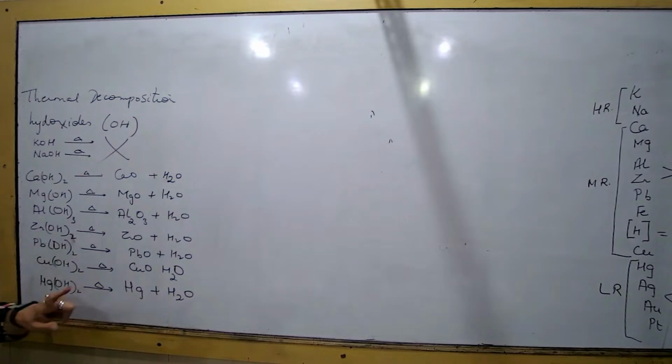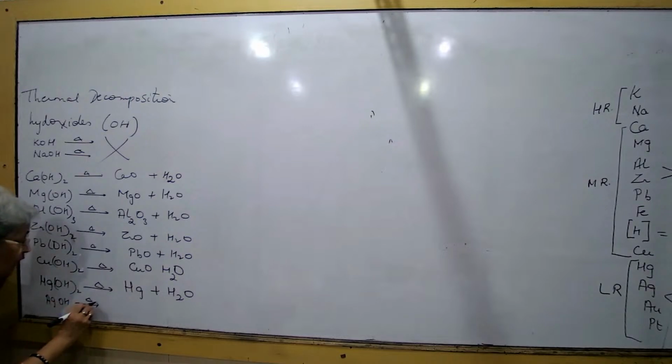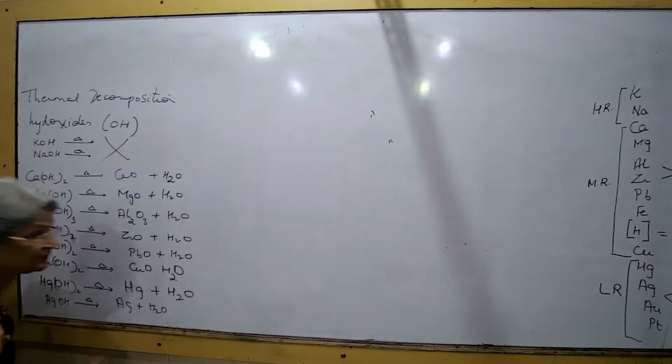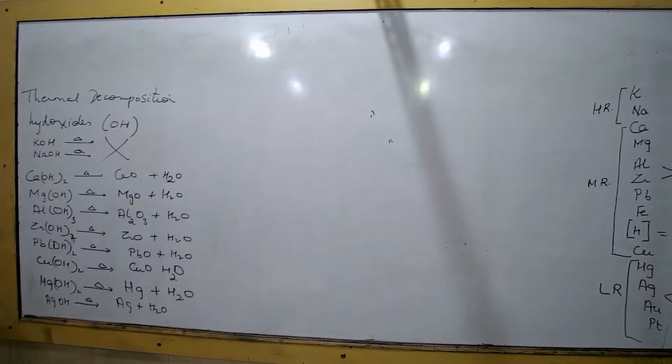Correct? Next one, silver hydroxide, AgOH. Again on heating, you are going to get only silver and water. If you are talking about gold and platinum, they are hardly reactive. So remember, as you go very low in reactivity, you get the metal plus water, because you're using hydroxide.